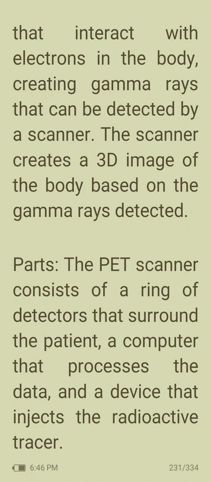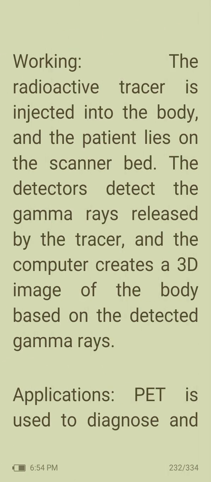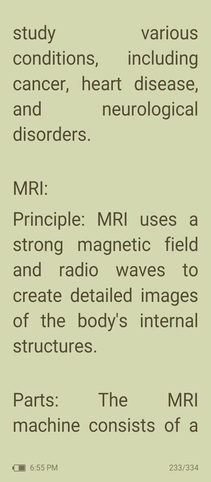So, what are the parts of the PET scan? The PET scanner consists of a ring of detectors that surround the patient, a computer that processes the data, and the device that injects the radioactive tracer. Working. The radioactive tracer is injected into the body and the patient lies on the scanner bed. The detectors detect the gamma rays released by the tracer, and the computer creates a 3D image of the body based on the detected gamma rays. PET is used to diagnose and study various conditions including cancer, heart disease, and neurological disorders.